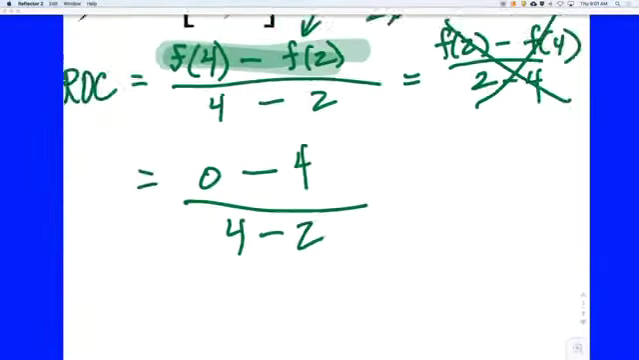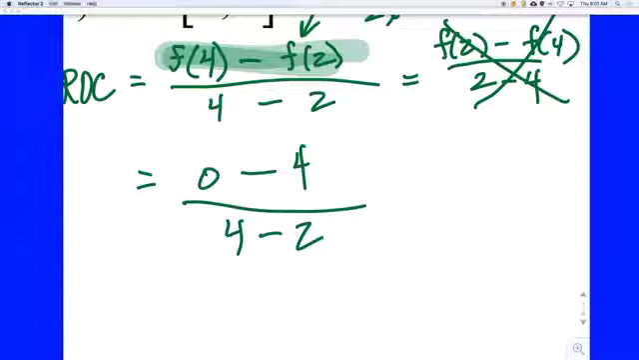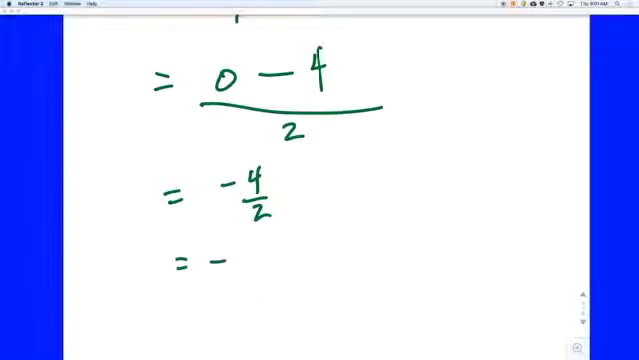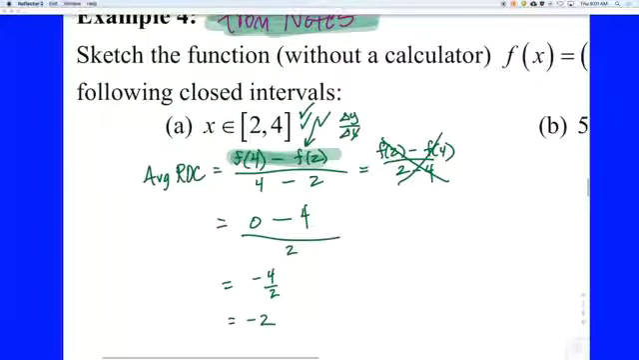Now, I didn't have to put 4 minus 2 like that in the denominator, but that's another difference quotient. Let me go ahead and just call that 2. And now I have negative 4 over 2, and I'm simplifying, and I get negative 2. And that's our answer, negative 2.